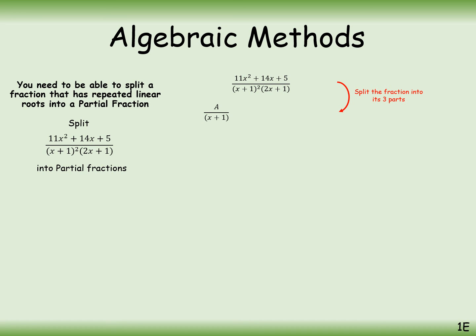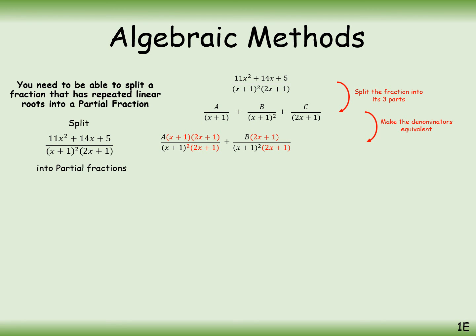So if we split this up, it's going to be a over x plus 1 plus b over x plus 1 squared plus c over 2x plus 1. So now, to get common denominator, a will need x plus 1, another one, because we need repeated x plus 1 squared, and it also needs 2x plus 1. B just needs 2x plus 1, and C just needs x plus 1 squared. Now we have a common denominator.